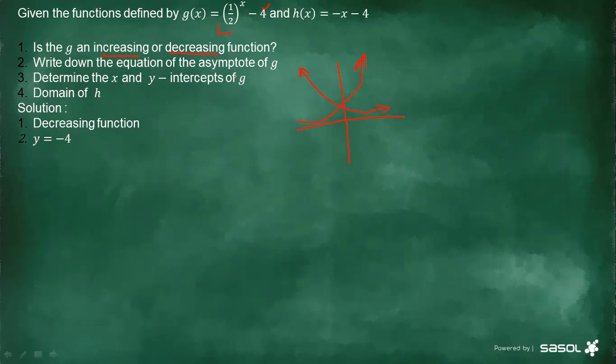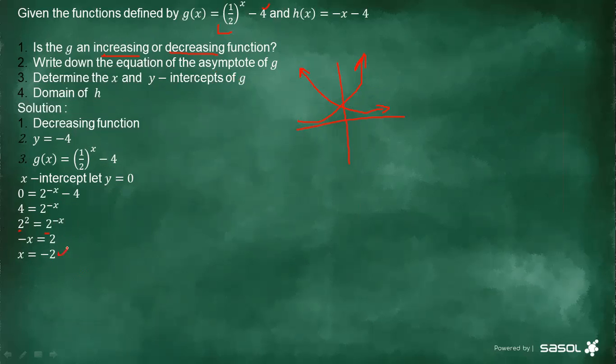Determine the x and y intercept of g. Let's determine the x and y intercept. For the x-intercept, let y equal 0. Then from what we have, you make the bases the same. If the bases are the same, you then equate the exponents. And therefore, x equals negative 2. That's number 1. And then for the y-intercept, you let x be 0. Where you see x, you just substitute 0. Then the answer is going to be negative 3.